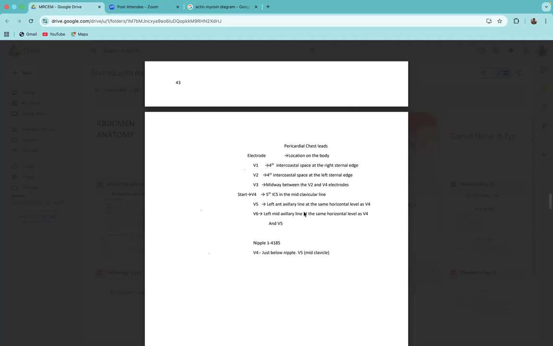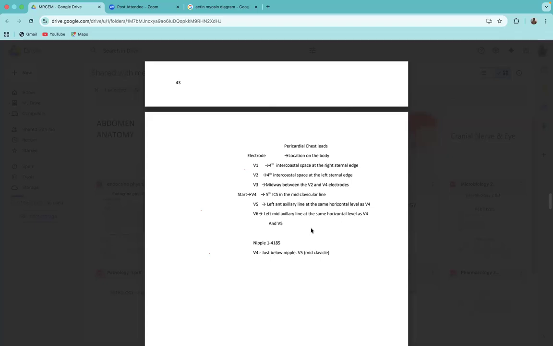Moving forward to V5 and V6: at the left anterior axillary line at the same horizontal level as V4 we will place V5, and in the mid axillary line at the same horizontal level as V4 we'll place V6.